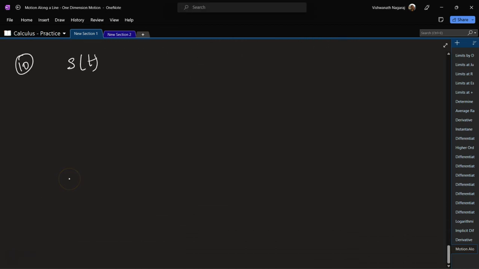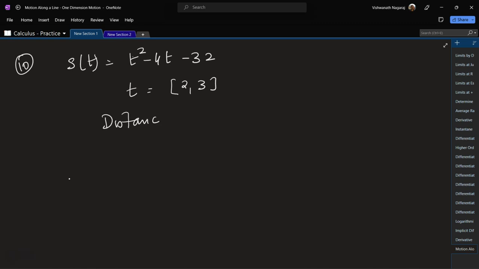Let's look at the 10th one. S of t is equal to t square minus 4t minus 32. And the interval is 2 to 3. In this interval, what is the distance and the displacement? That is what we have to figure out.